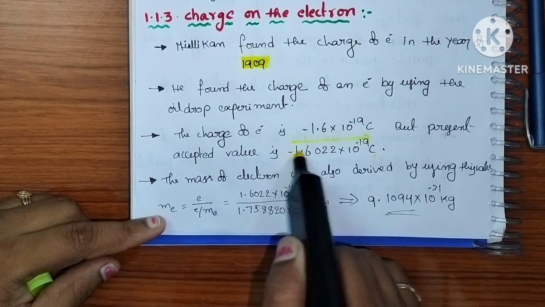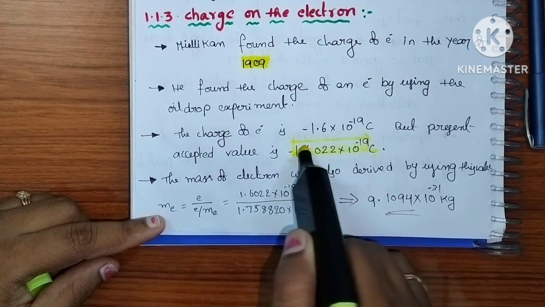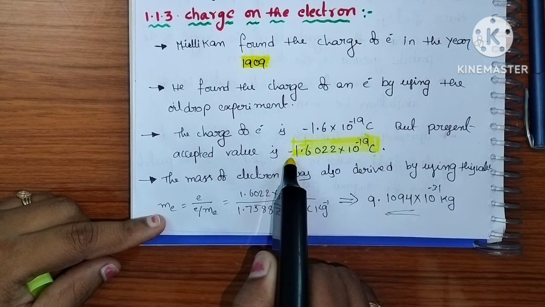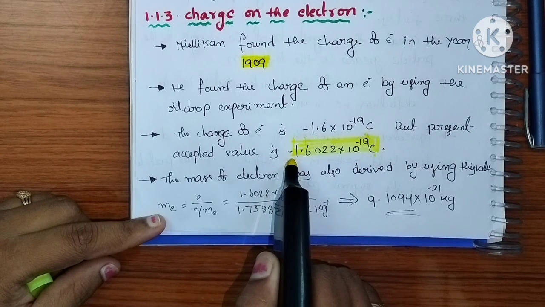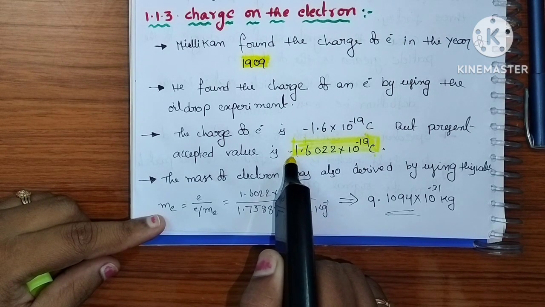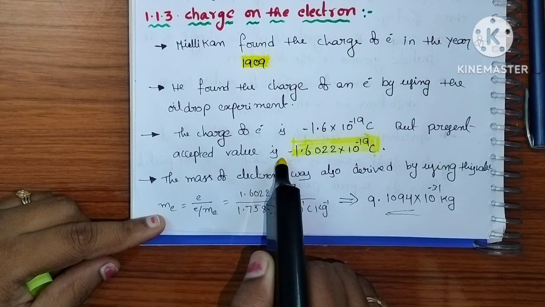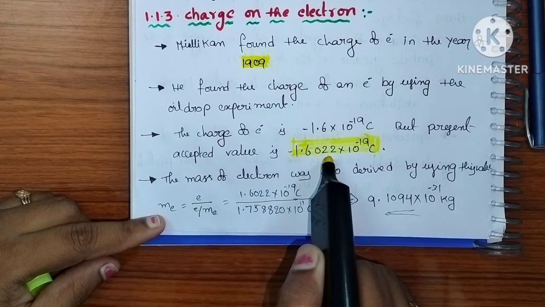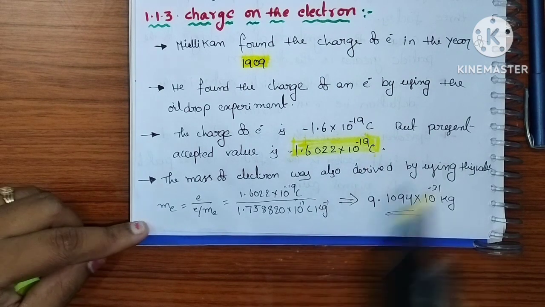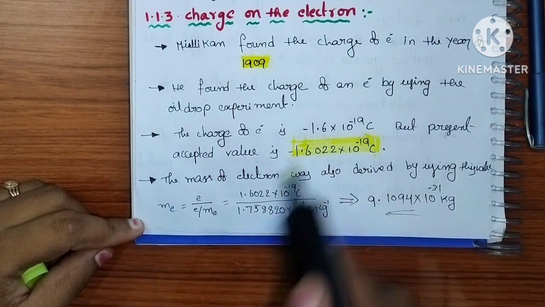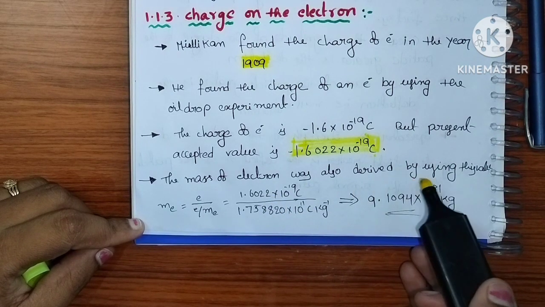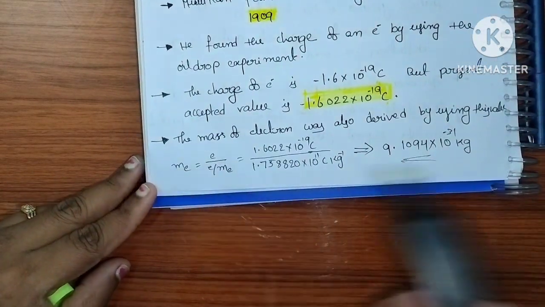This is the actual charge on the electron. Here we assign the negative charge. Why? Because the electron always contains negative charge. That's why the charge of the electron is minus 1.6022 into 10 power minus 19 coulombs. So by using this value, the mass of the electron was also derived. So how? Let us see.